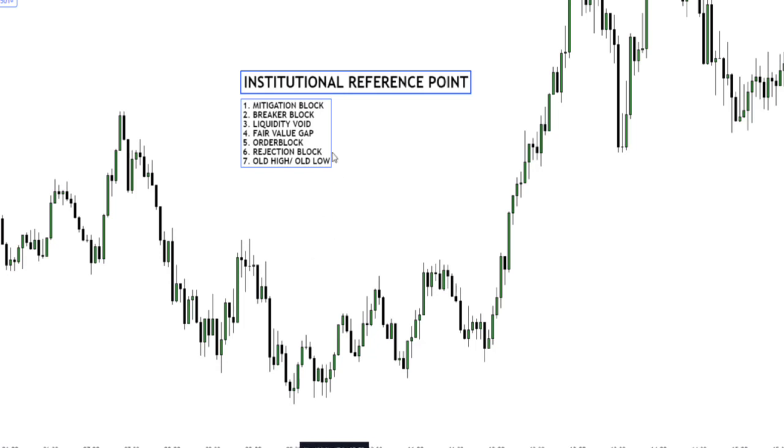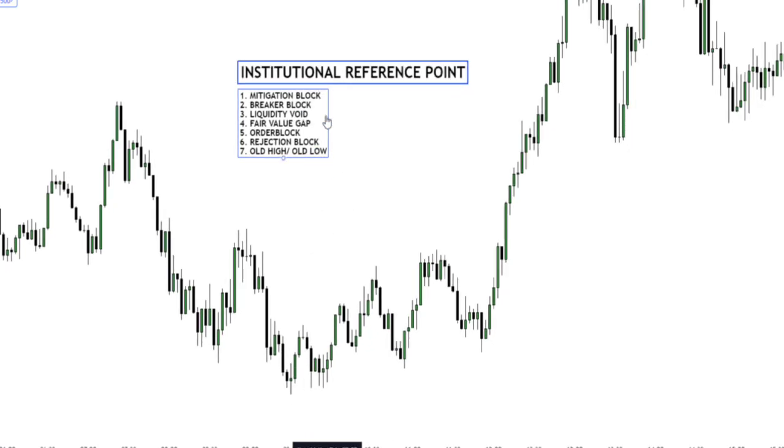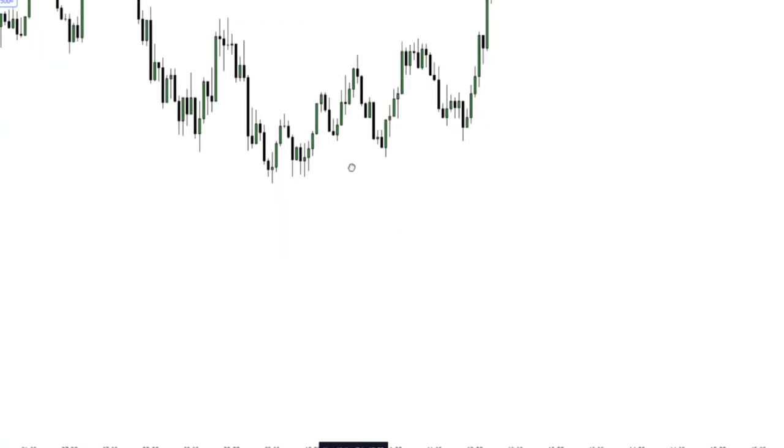So let me go into explaining what exactly a mitigation block is. A mitigation block is an institutional reference point, just like every other institutional reference point that you know. The most popular is actually an order block, and then maybe a fair value gap. So let me show you an example of a mitigation block.